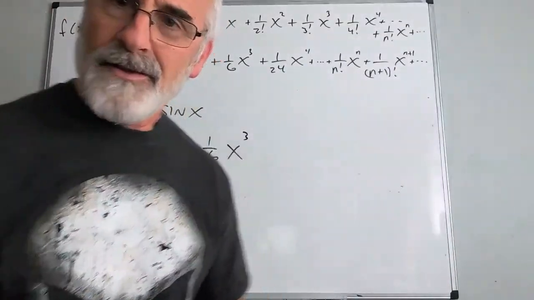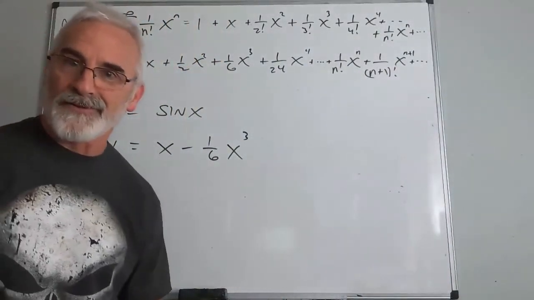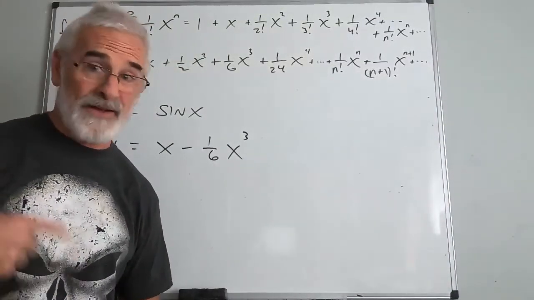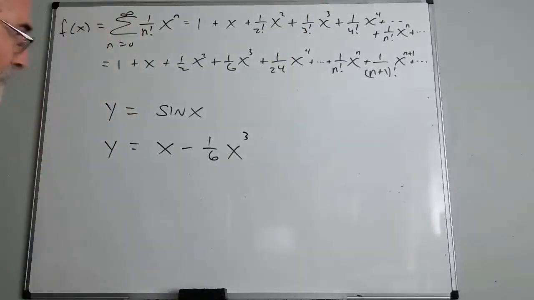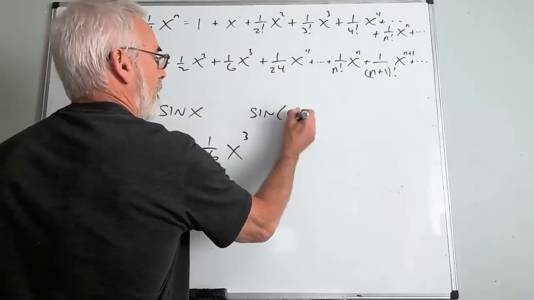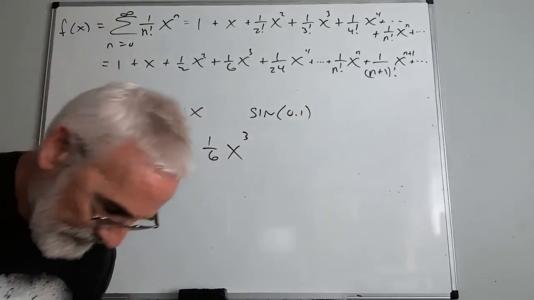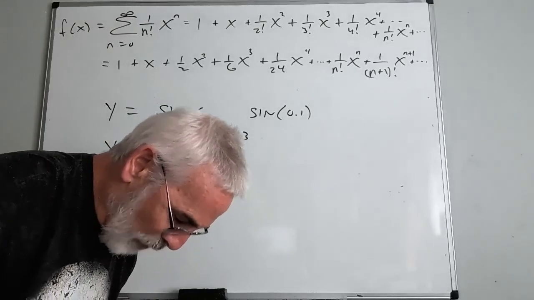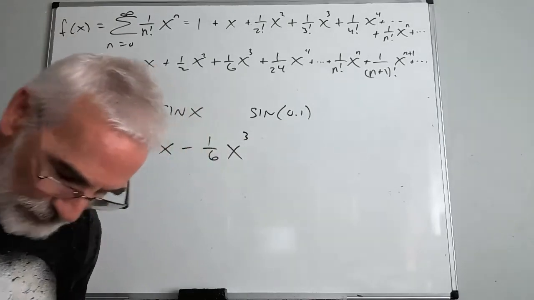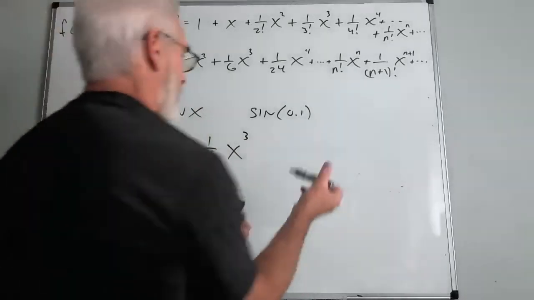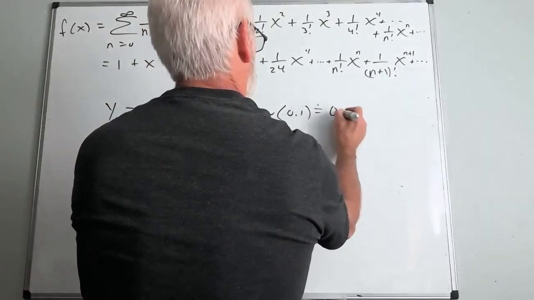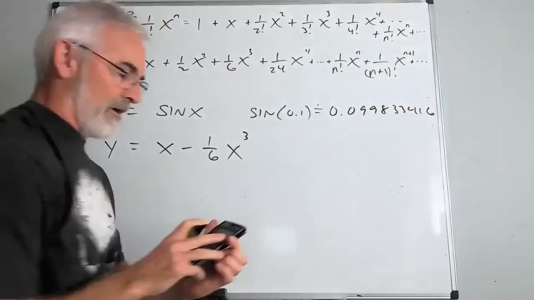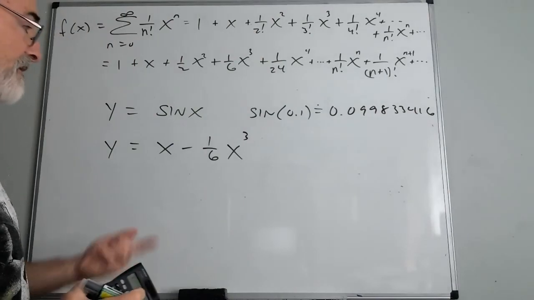Why is that important? Suppose I had a calculator that didn't have a sine function on it, and I want the sine of 0.1. By the way, you'd have to be in radian mode. So just for the heck of it, the sine of 0.1, in radian mode. My calculator says that's approximately 0.0998334166. Approximately. I mean, it's an infinite non-repeating decimal.